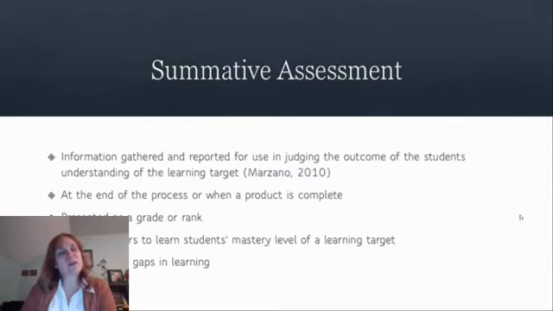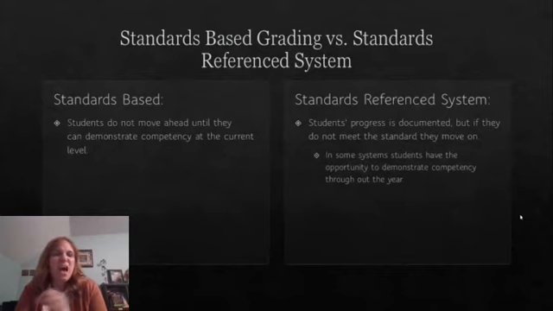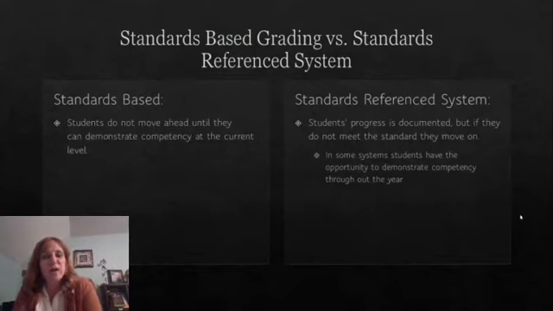So when we're thinking about the different types of standards-based grading, we can really get into the idea of how we fill or fix those gaps if they're low. When we look at standards-based grading, we really have to see: are we looking at standards-based grading, or a standards reference system, or a combination of the two? In typical standards-based systems, students do not move ahead until they can demonstrate competency at the current level, so they're mastering those learning targets before they move ahead.